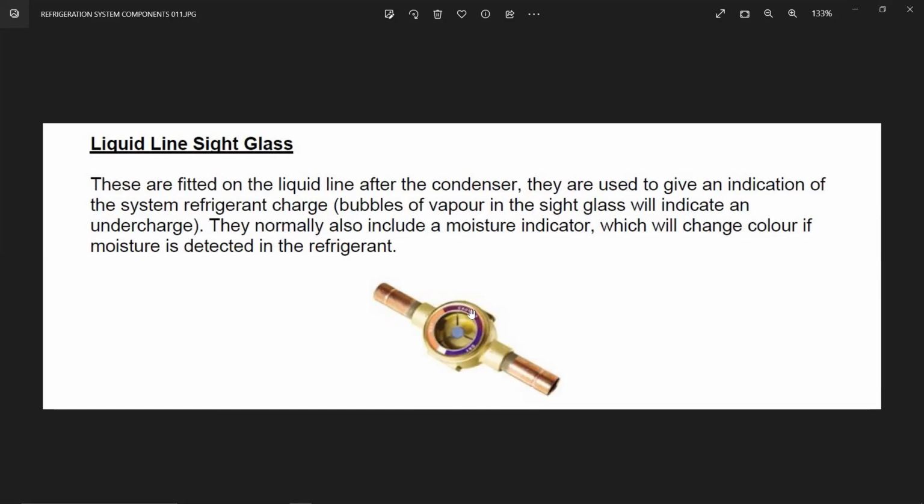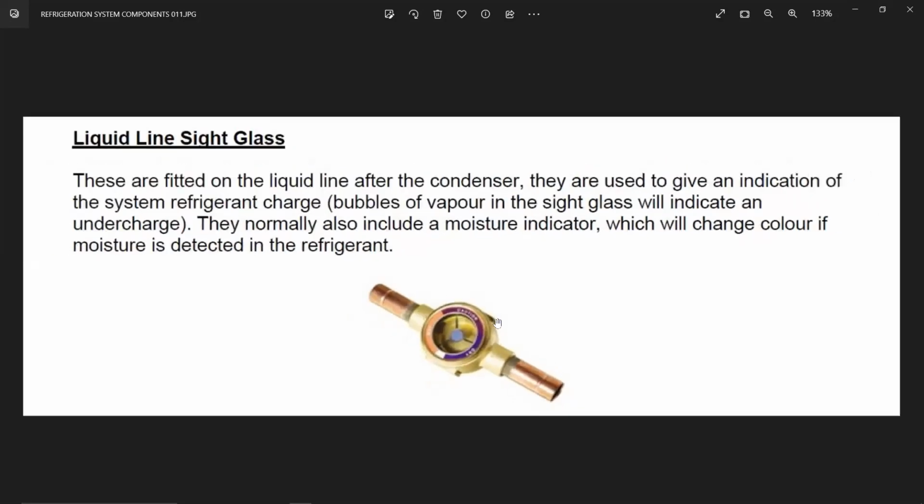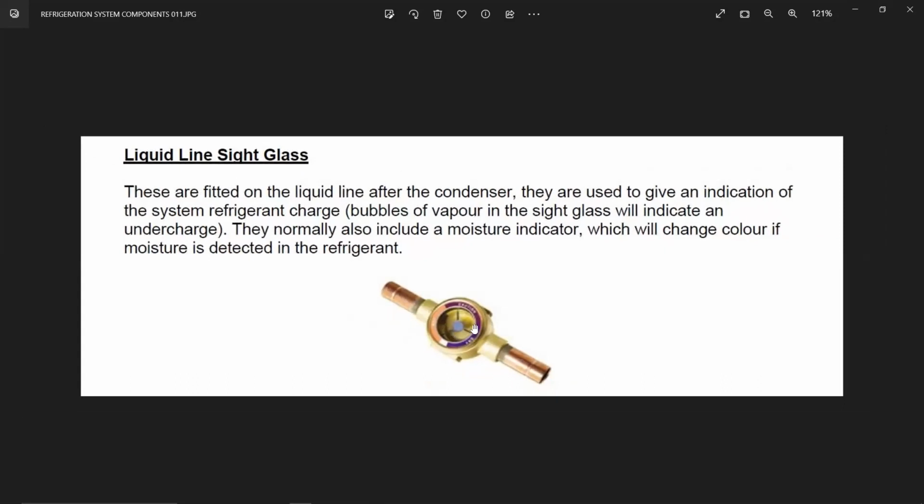You see here, the bulb in the center will change color. Blue with blue means good. If moisture comes, it might turn red or orange. I don't know why the other color is there; I can't read it in this. But blue with blue, I remember, was good. Otherwise, red meant moisture was there inside the sight glass.